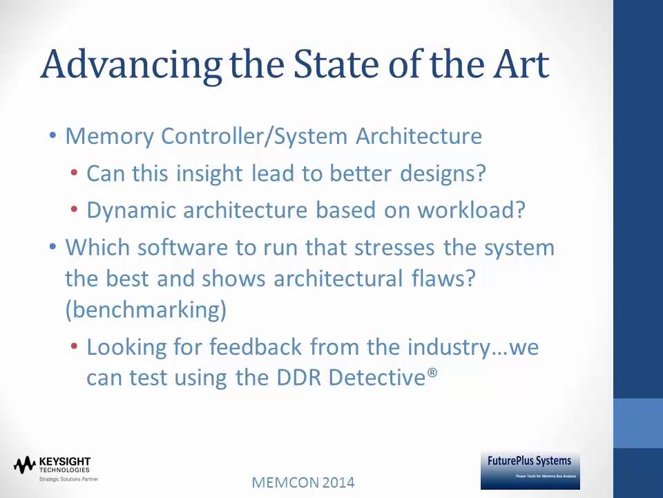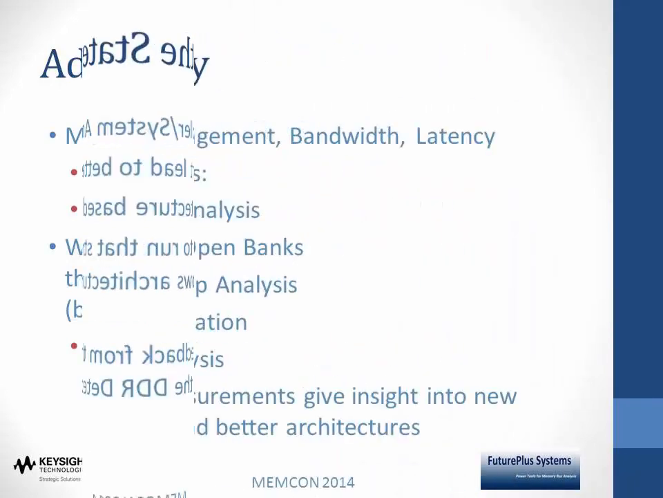During this presentation, I've given a lot of information with the goal of advancing the state of the art. We are now on our 4th generation of DDR memory. Memory controller and system architecture has evolved. Can this information lead to better designs? Could we create a dynamic memory controller architecture based on workload? Also, which software to run that stresses the system and best shows architectural flaws? I chose to run the Google Stress app, but I'm sure there are others.